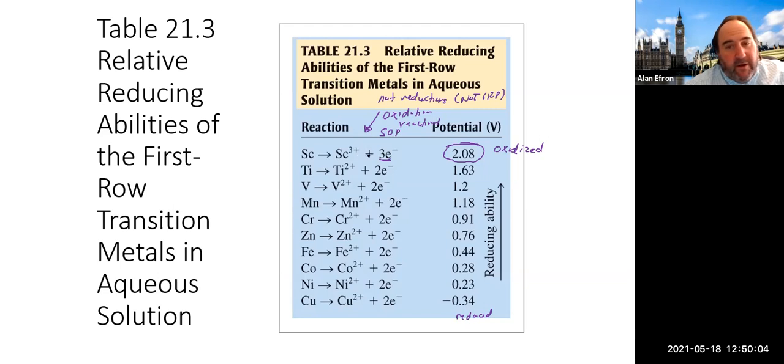Now, if we wanted to turn all these guys into SRP values, what would we do? We would basically reverse these reactions. When we reverse these reactions, the sign would become opposite, which means if we reverse the first one, for example, and write it as a reduction reaction, the E value would become negative 2.08. So all these guys would become negative all the way down, and the last guy there would become positive.